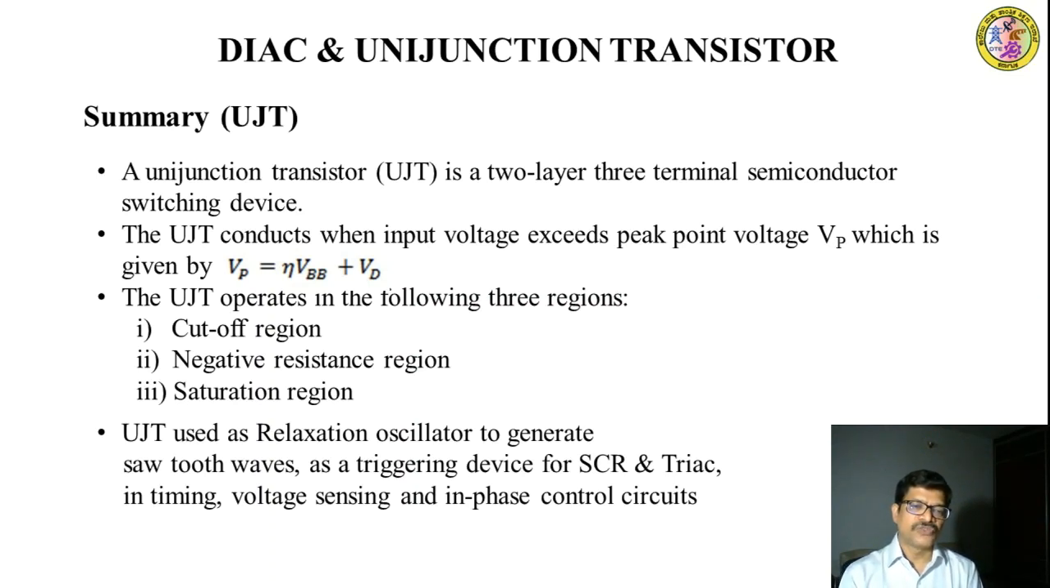The UJT operates in the following three regions. 1. Cutoff region. 2. Negative resistance region. 3. Saturation region. UJT is used as a relaxation oscillator to generate sawtooth waves, as a triggering device for SCR and DIAC, in timing, voltage sensing, and in phase control circuits.